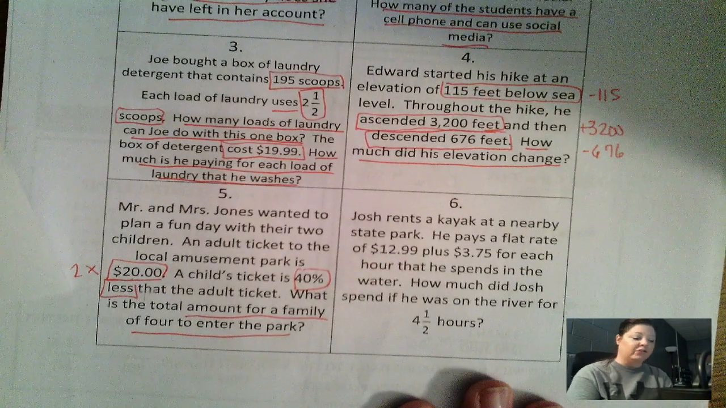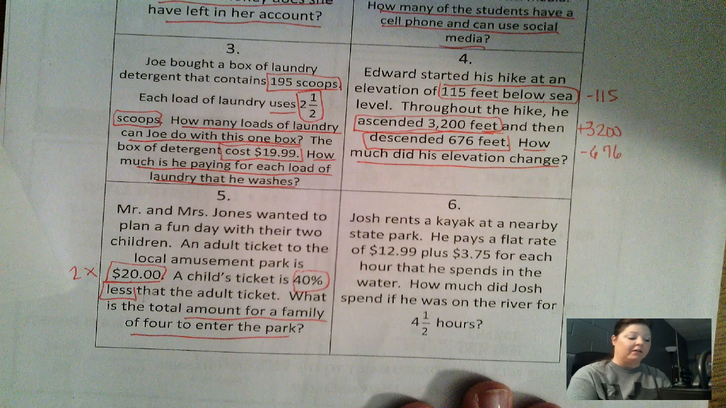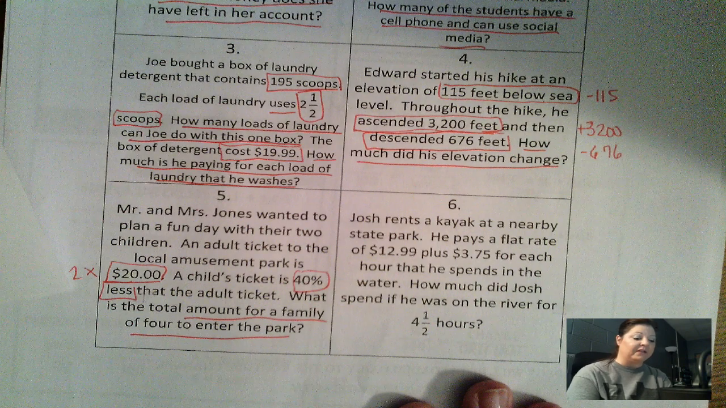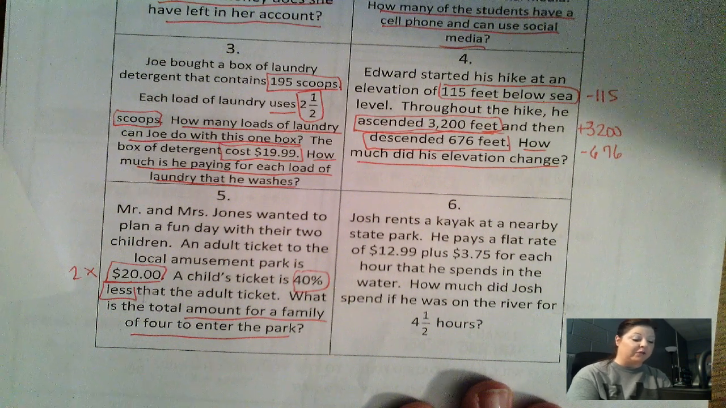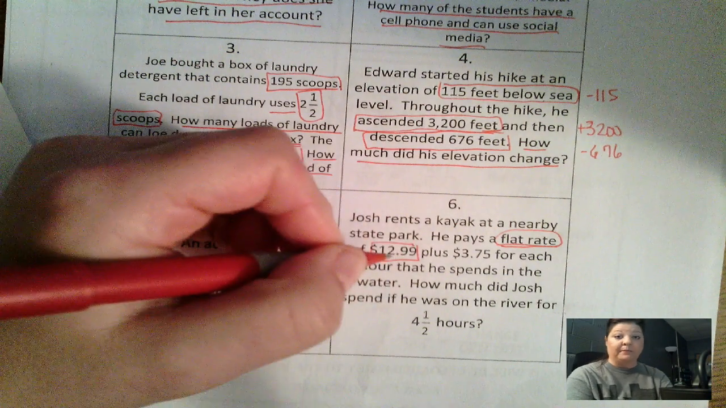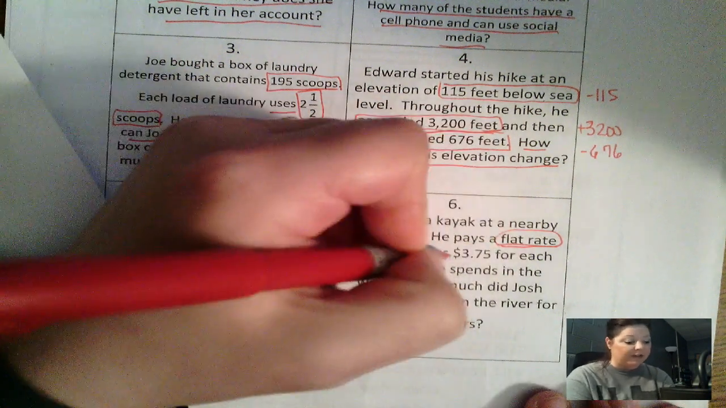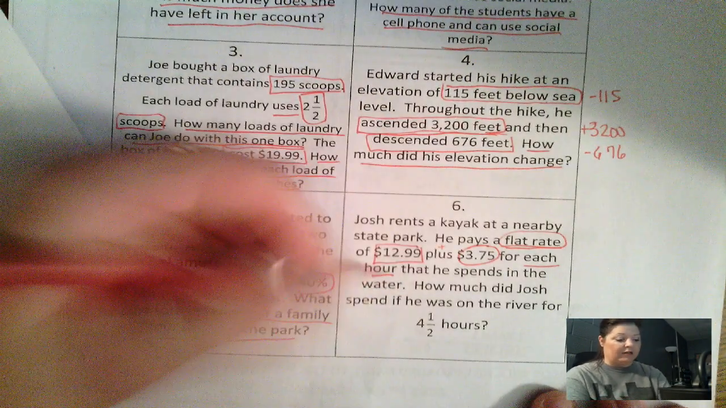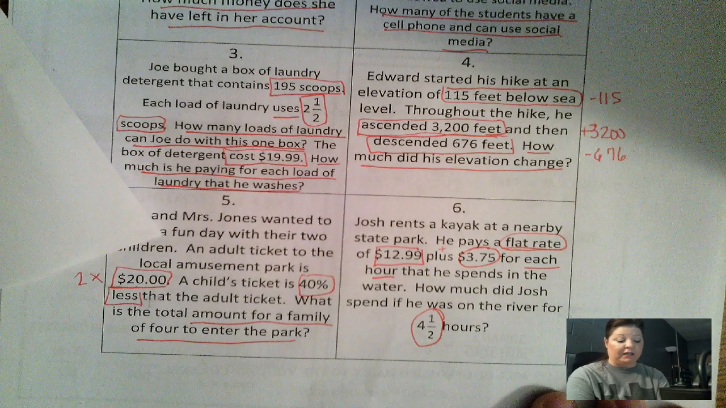Okay, number 6. Josh rents a kayak at a nearby state park. He pays a flat rate of $12.99 plus $3.75 for each hour that he spends in the water. How much did Josh spend if he was on the water or on the river for 4.5 hours? Okay, so we know that flat rate, right, that's a key word that means that we just pay that $12.99 one time, right, just one time. All right, then plus, so we're going to add the $3.75 for each hour, and then he was on it for 4.5 hours.